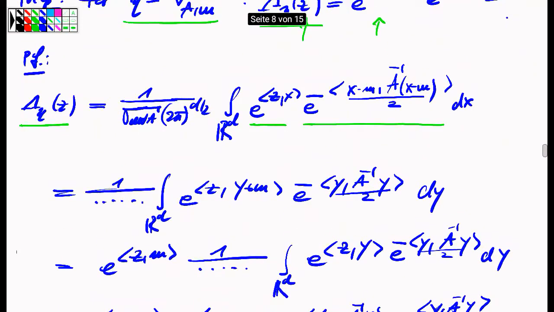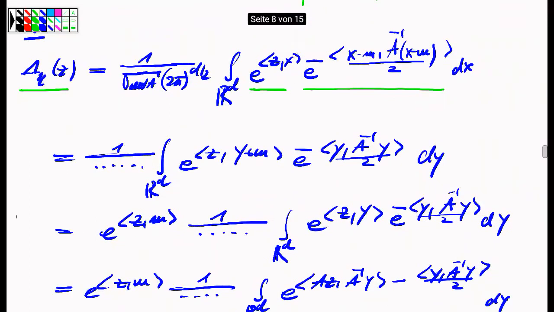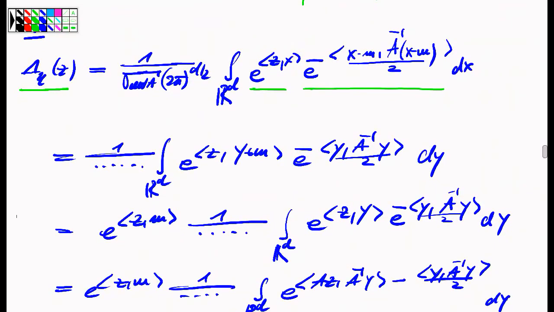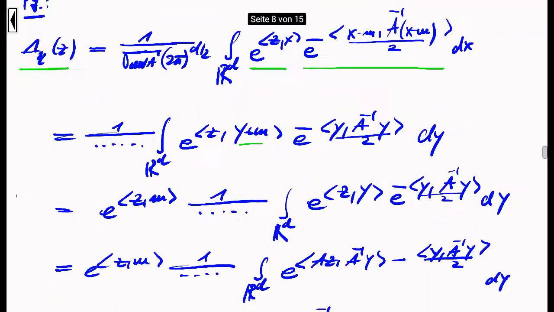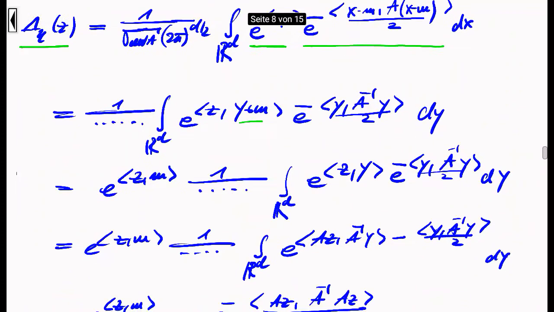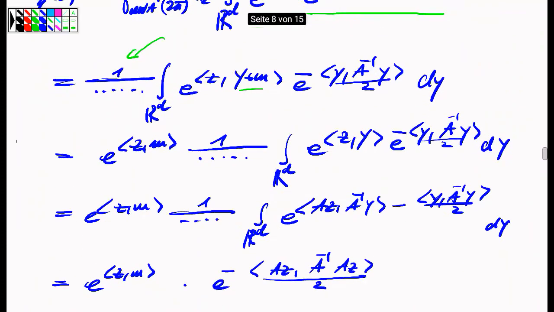Okay, I want to compute this, and my first step is the same as before. I apply this additive shift in order to pass this plus m parameter operation onto this first factor. So that was just an additive shift, a change of variables if you like.